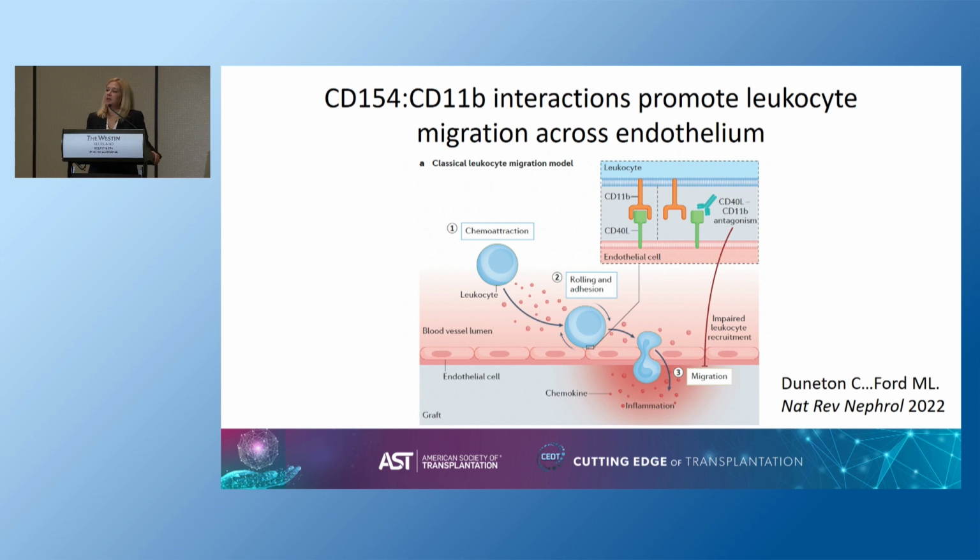In addition, it's been recognized that CD154 can be expressed on endothelial cells. And so you can see here that there's the potential for CD154 expressed on the endothelium to bind to CD11B expressed on leukocytes and promote this leukocyte migration across endothelium into tissues that are inflamed, such as rejecting allograft.